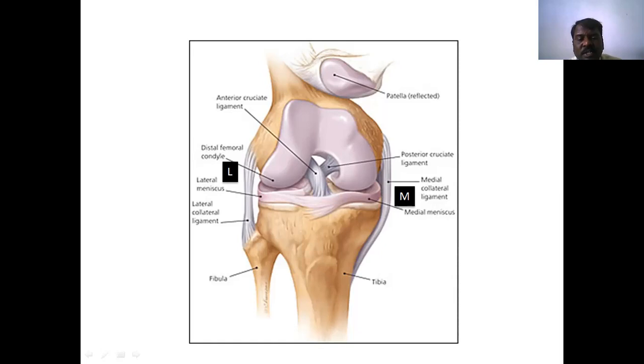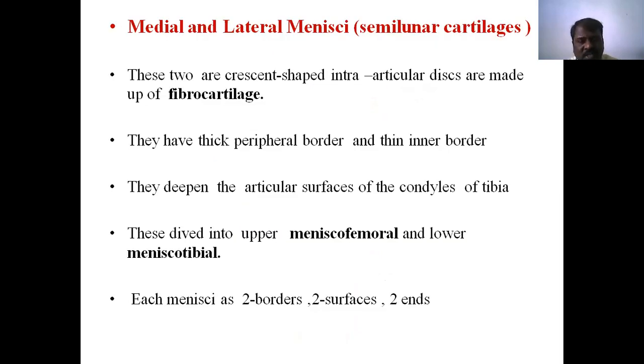The menisci are made of fibrous cartilage. They look crescent or semilunar shaped, fibrocartilaginous articular discs present between the lower end of the femur and the upper end of the tibia. They have thick peripheral borders and thin inner borders. They divide the joint into a meniscofemoral division above and a meniscotibial division below. Each meniscus has two borders, two surfaces and two ends.